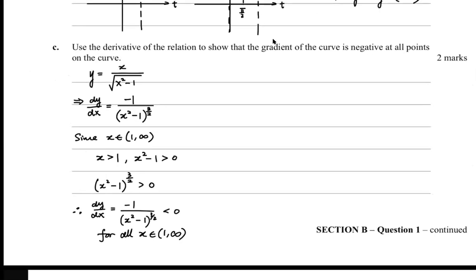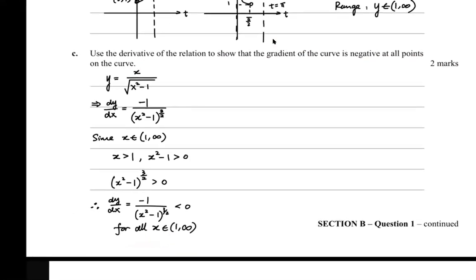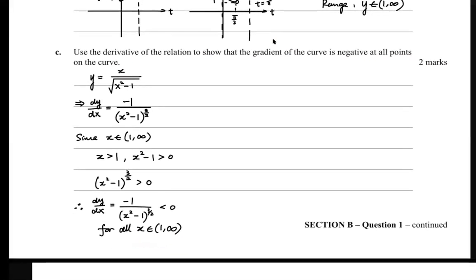Okay, I believe I completed what I need to do for this question. Get the derivative expression and show the gradient of the curve is negative at all points on the curve within its domain, okay? Of course, you could also use the parametric differentiation. I suppose your x value is secant of t. Your y is cosecant of t.